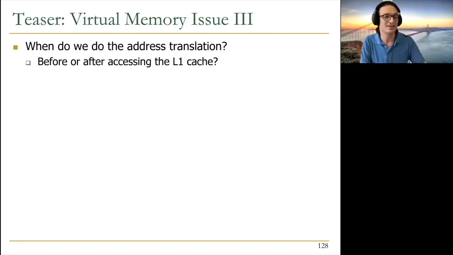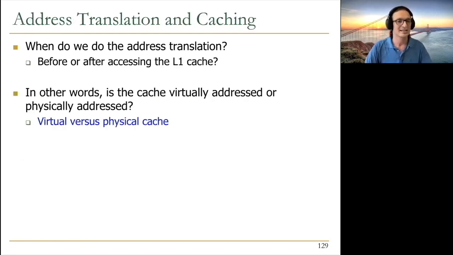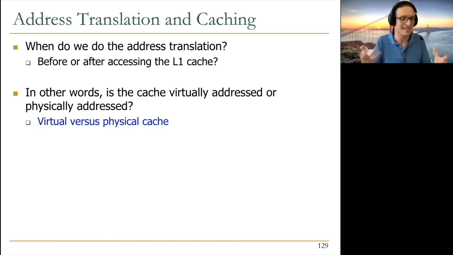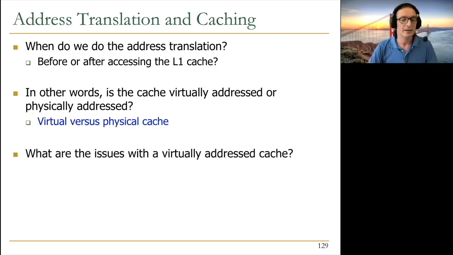When do we do the address translation? Do you do it before or after accessing the L1 cache? In other words, is the cache virtually addressed or physically addressed? And this is a fundamental choice at the L1 level, but you could also potentially move it to the L2, L3 levels, but it doesn't make sense fully at some point. And then the difficult question is, what are the issues with a virtually addressed cache? And there are issues. And one issue is the synonym problem.